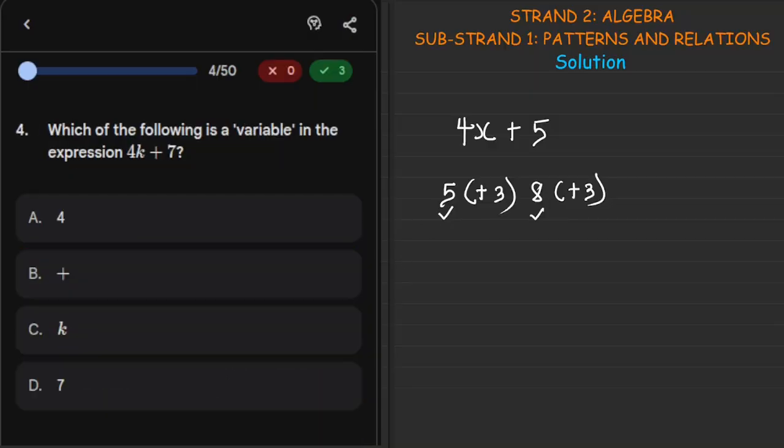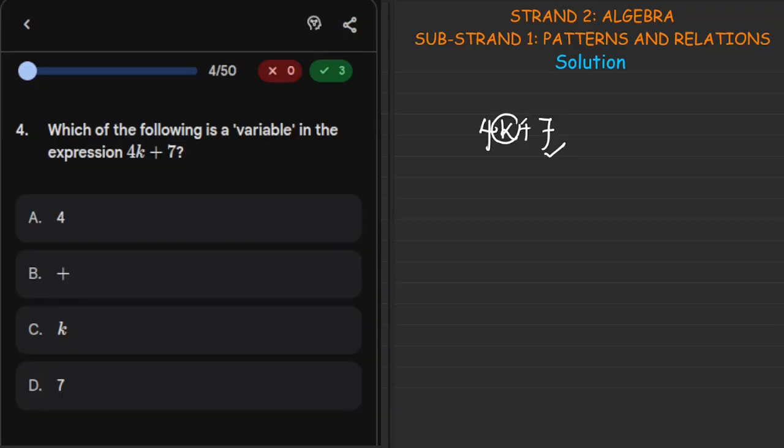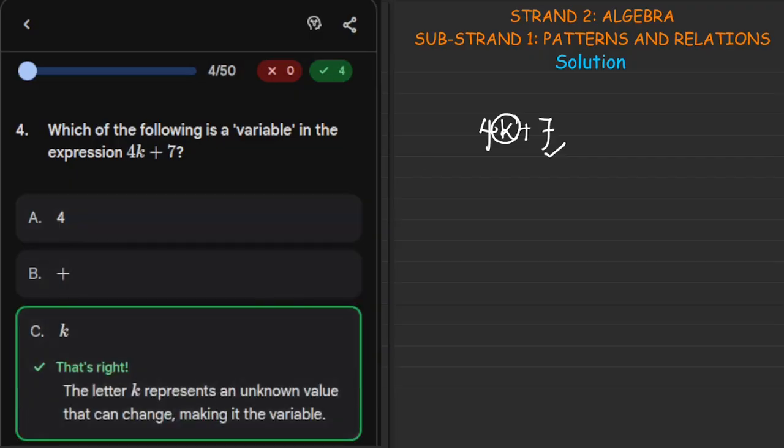Question number 4. Which of the following is a variable in the expression 4k plus 7? We know for an algebraic expression, that is 4k plus 7, we call the 7 the constant, we call the 4 the coefficient, and then k becomes the variable because its value can change at any time. Hence in this case, k is our variable, as simple as that.